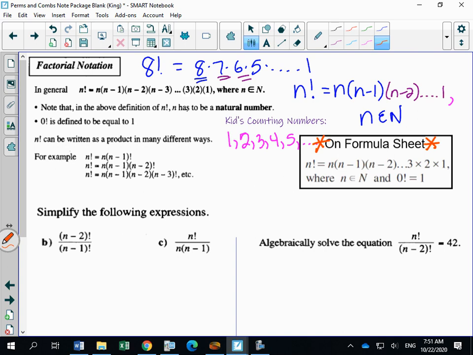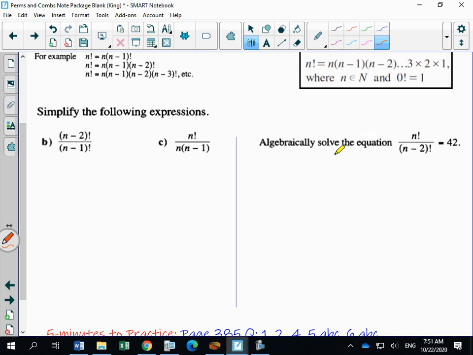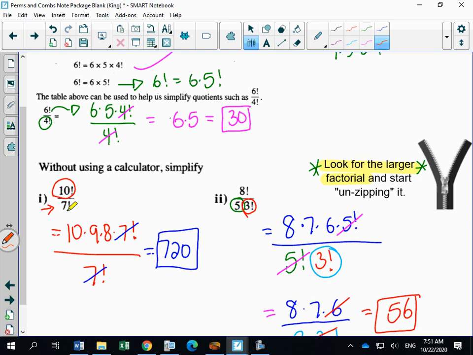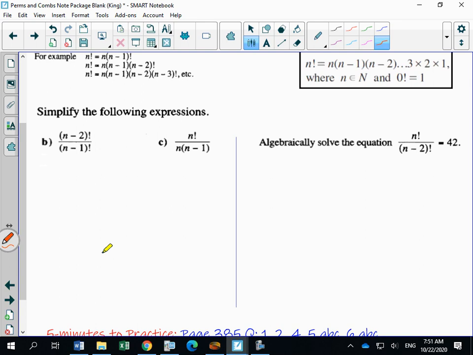Okay, so let's look at these two examples right here. We're going to do the same sort of thing as we did here, where we look for the largest one and we start unzipping it. How I often teach this to students is I say pick a number for n. Sometimes students have a hard time seeing whether the numerator or denominator is bigger, so just pick a random value for n. Let's say n is equal to 10. Then this guy would be 8 and this would be 9.